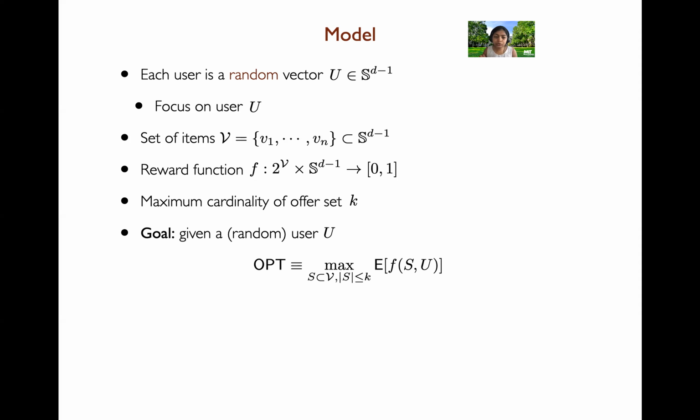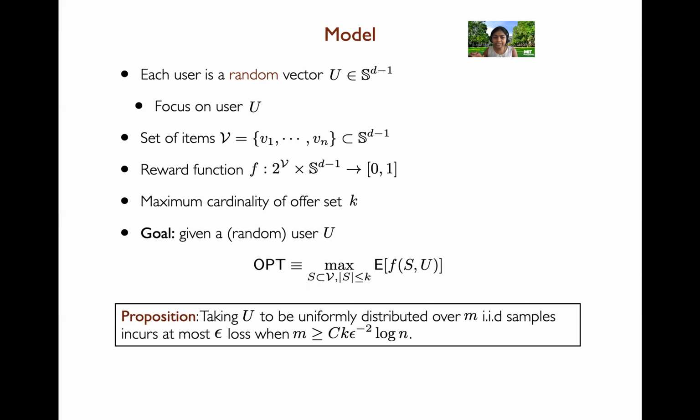Now, with all this, the goal of the platform is really to find the set of products to display to the customer, which maximizes the expected reward from that customer. The expectation here is over the randomness in the user vector. Now, without loss of generality, we can take this user vector as being, instead of arbitrarily distributed, uniformly distributed over m IID samples from this user distribution.